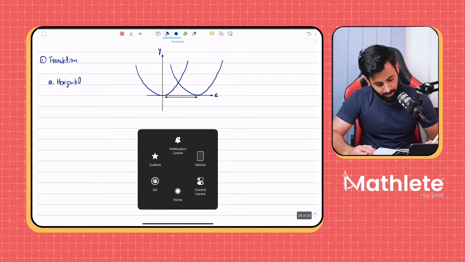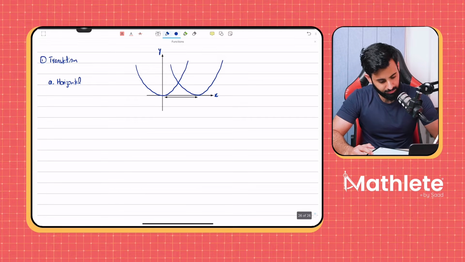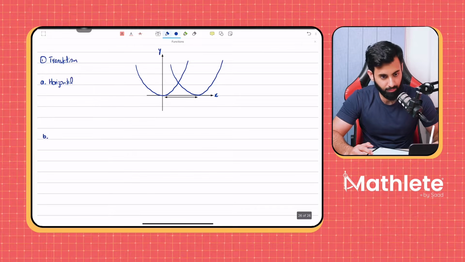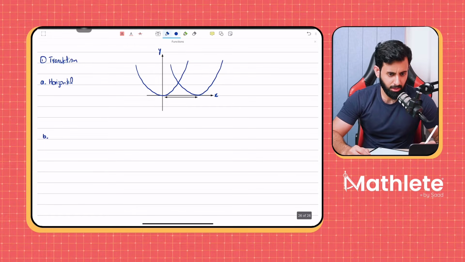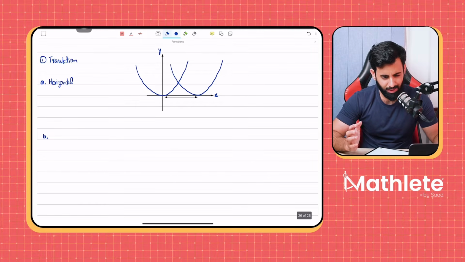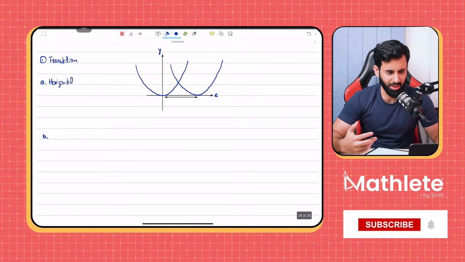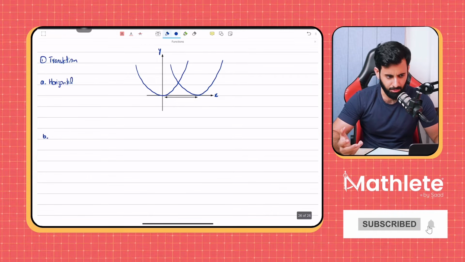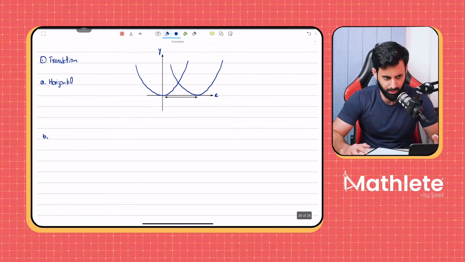And then you have your vertical translation. So what will that look like? Sir, is this a topic? It's a subtopic, but it's normally dealt with separately because you won't have the concept of domain and range being applied over here, or composite functions or inverse being applied over here.